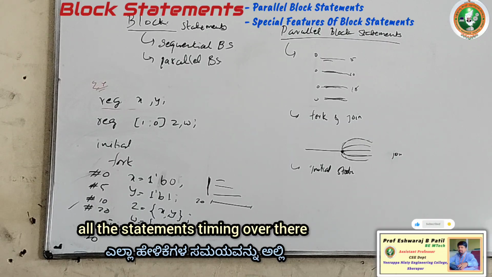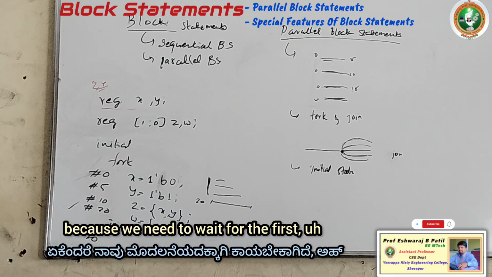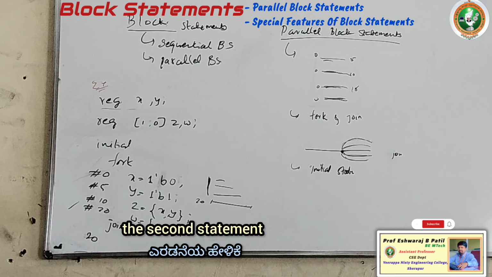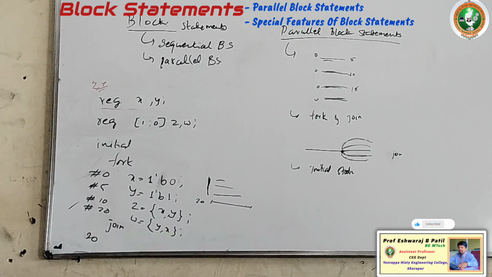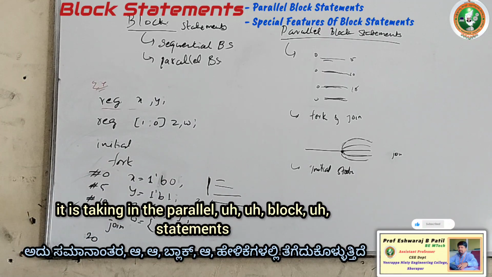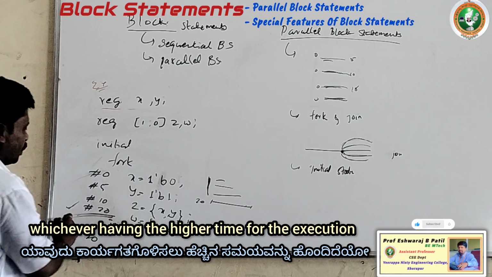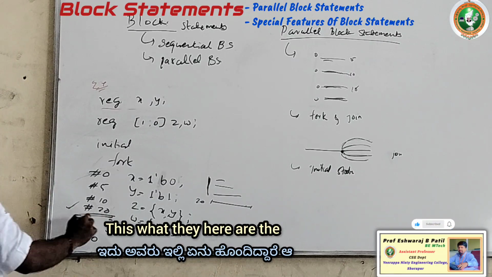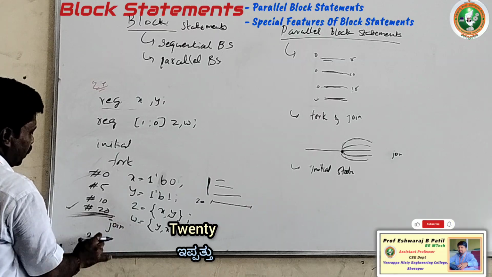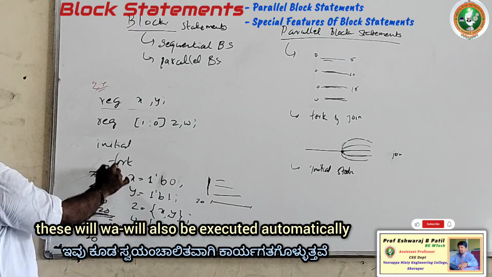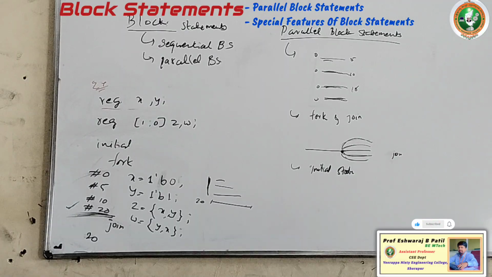because we need to wait for the first statement to execute the second statement. That consumes more time. But in parallel block statements, we can directly say how much time it takes: whichever has the higher time for execution, that is the time. Here the value is 20. Within 20 seconds only, the others will also be executed automatically.